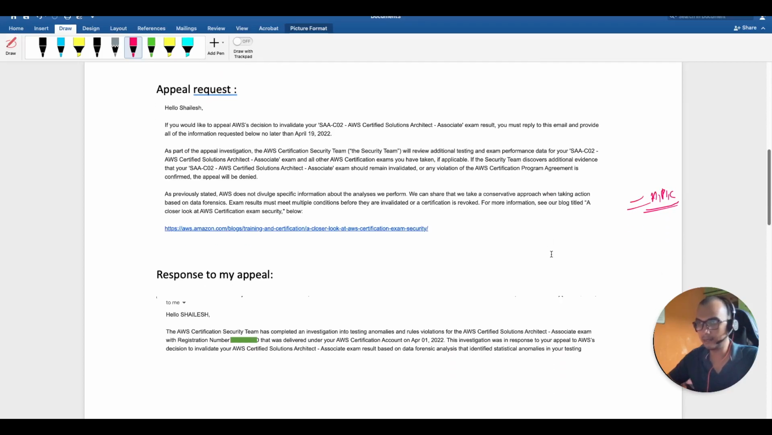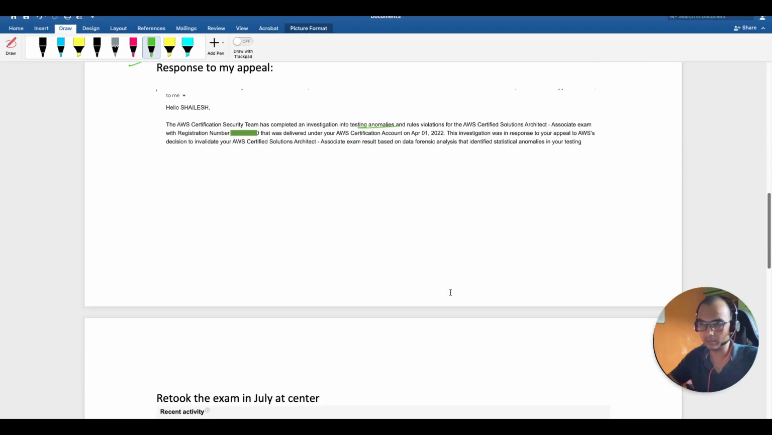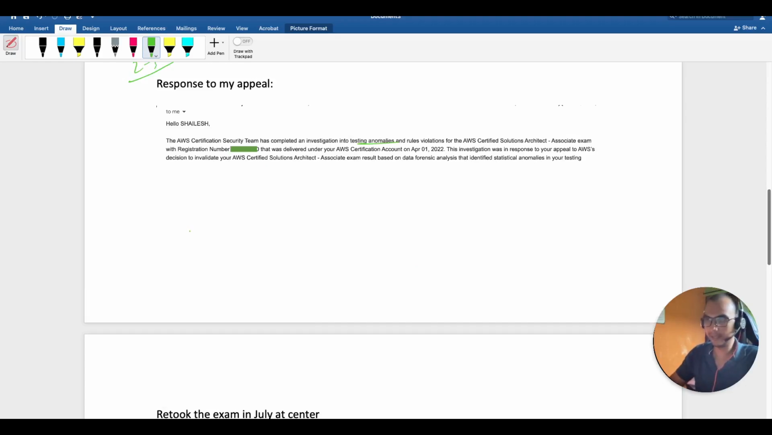I appealed it, and after 2 to 3 weeks they replied that there are some testing anomalies and their result is final. They are not going to change their result in any case. After they did it in April, I lost the motivation to reappear in the exam, because once you are in the mindset of giving the exam and clearing it, all this process took me around 1 to 1.5 months, up to the last mail.